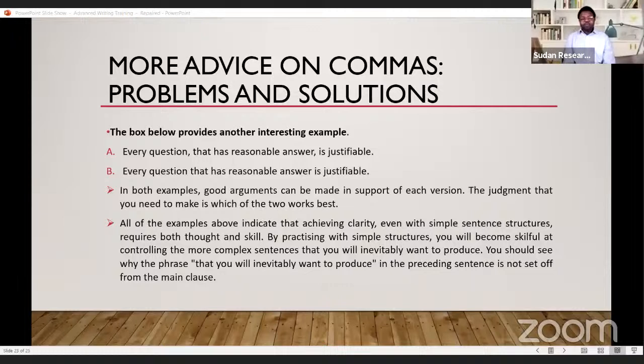All of the examples above indicate that achieving clarity, even with simple sentence structures, requires both thought and skill. By practicing with simple structures, you will become skillful at controlling the more complex sentences that you will inevitably want to produce. You should see why the phrase "that you will inevitably want to produce" in the preceding sentence is not set off from the main clause as well.